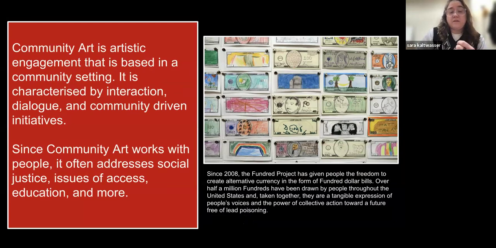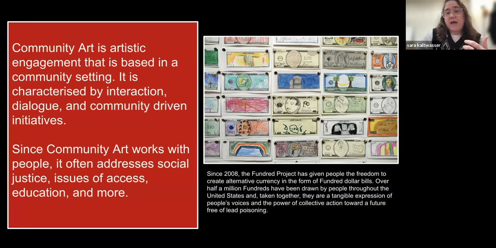Because of that community drive, the work can often address social justice issues or concerns. It can address issues of access, policy, education, and more. An example of that is the $100 Bill project by artist Mel Chin. For over a decade, he did work to bring attention to lead poisoning in Louisiana.